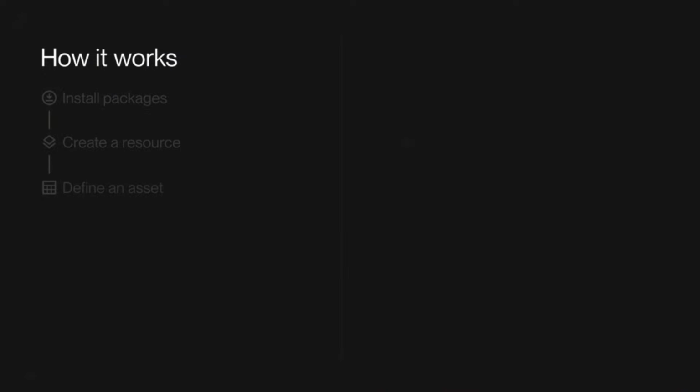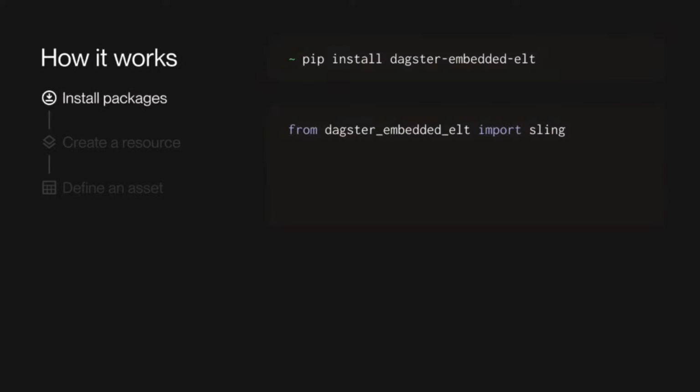And so let's talk a little bit about what Dagster Embedded ELT even is, right? It's a Python package that you can install using pip install. And really in one line, you can import Sling from Dagster Embedded ELT. Sling is one of the many libraries that are out there for ELT. It's the first one that we're choosing to support today because of how easy it is to set up.